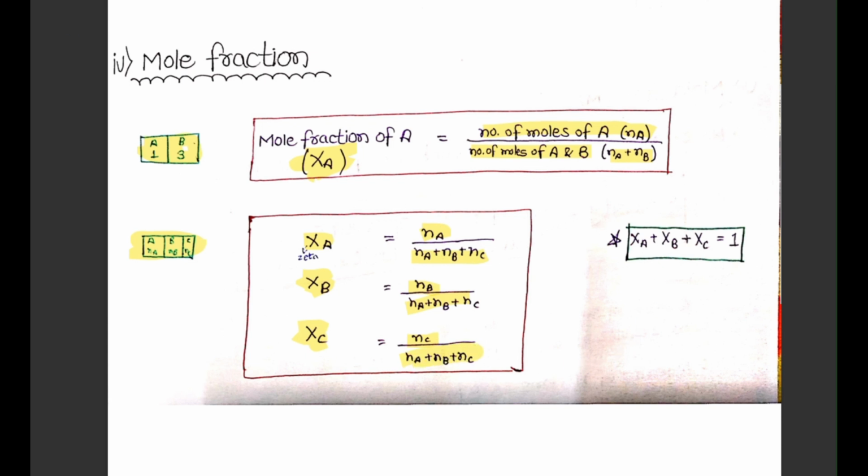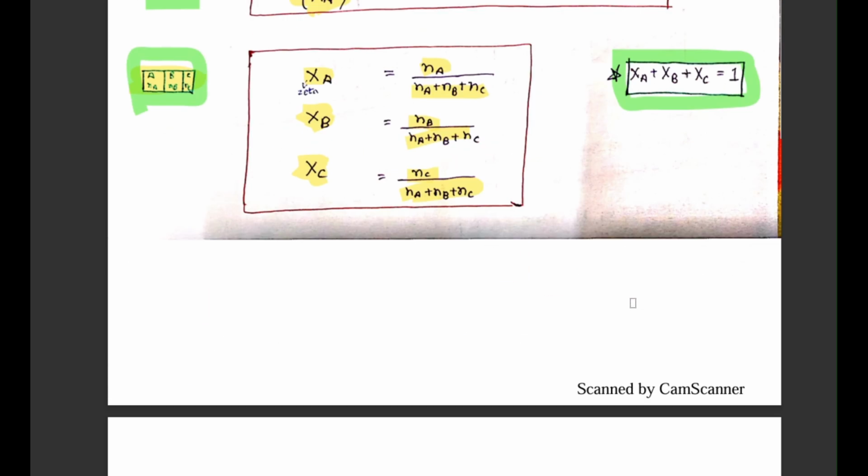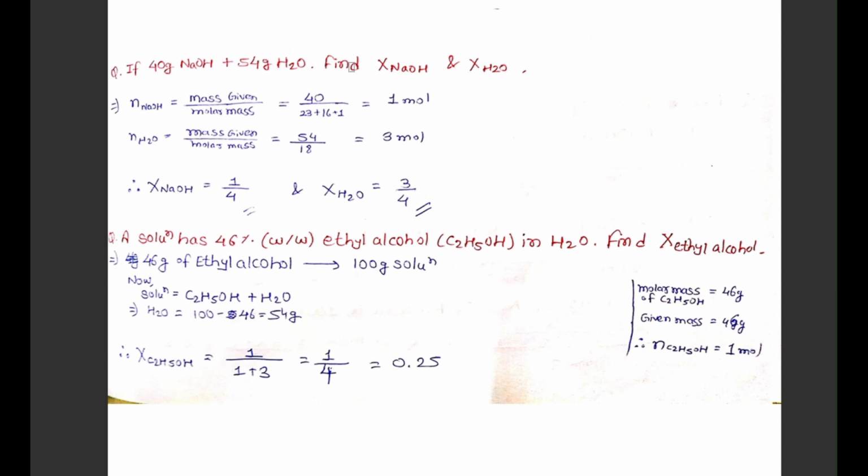Okay, and also the sum of the mole fraction of all the components is equal to 1. So in case of a two component system, the mole fraction of A plus mole fraction of B is equal to 1, and in case of a three component system, mole fraction of A plus mole fraction of B plus mole fraction of C is equal to 1. So overall the sum of the mole fractions is equal to 1. Take the screenshot.